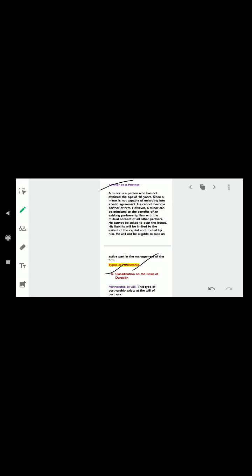Number one is partnership at will. This type of partnership exists at the will of the partners. That means this type of partnership is formed for an indefinite period and is known as partnership at will. The partnership continues up to the time the partners want it, and it will come to an end if they decide to dissolve it. So the partnership exists at the will of the partners. That's why it is called partnership at will.